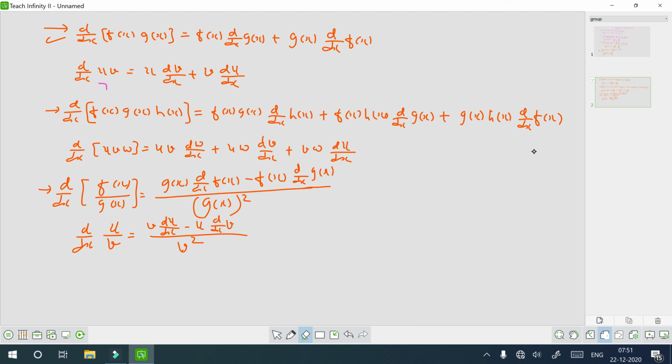Also on same line we can prove it. Let us see in second slide. D by dx of, actually in this way, f by g at x, and this can be written as d by dx of fx over gx is equal to limit t tends to x. Either use first principle or second principle, any one of them.